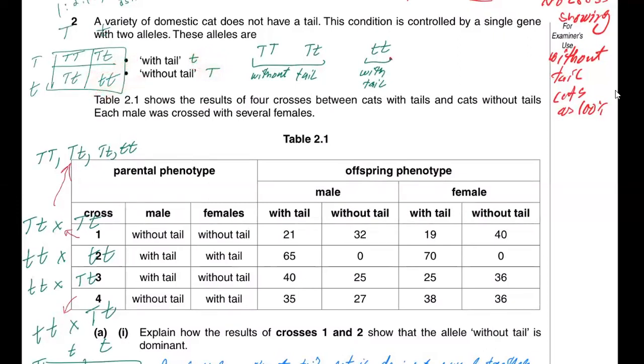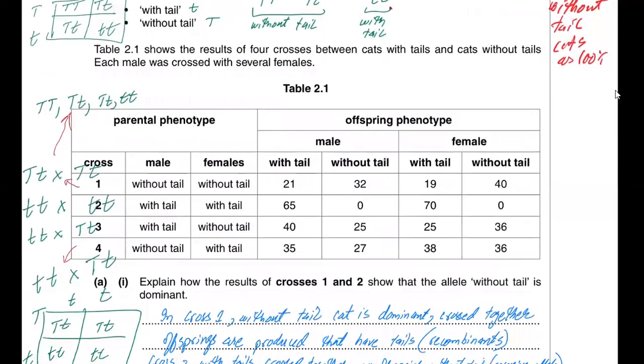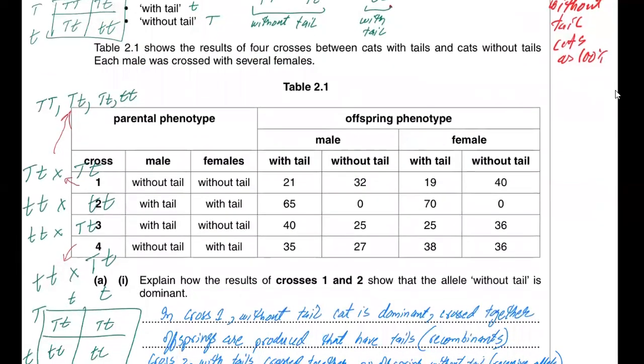Table 2.1 shows the results of four crosses between cats with tails and cats without tails. Each male was crossed with several females. We know the males have XY chromosomes and the females have XX chromosomes. If it were a sex-linked trait, the phenotype ratio would be very different, because males receive the Y chromosome from the father and the X chromosome from the mother. So they have just one copy of the X chromosome, as compared to females who have two X chromosomes.